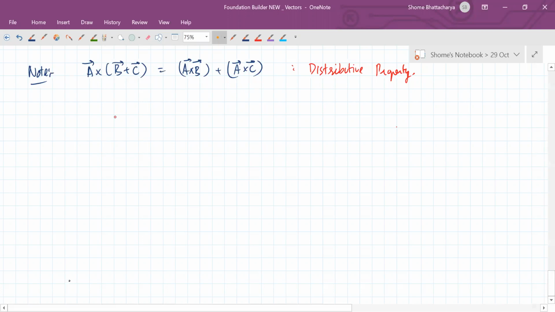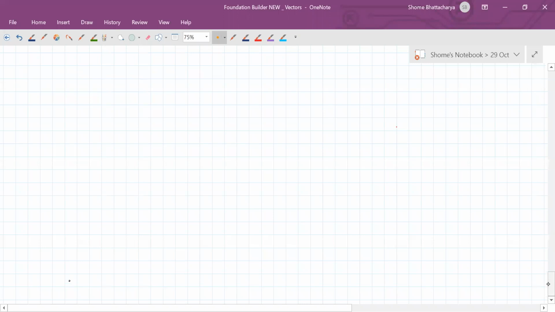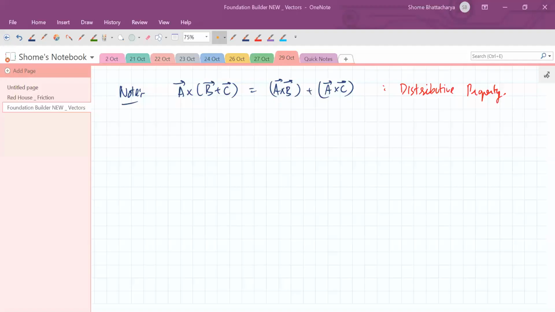Okay, now let's see how we can make use of these to come up with the component form of the cross product formula and component algebra. Just a moment, I'll reshare the file.